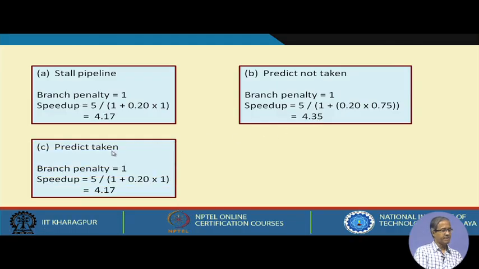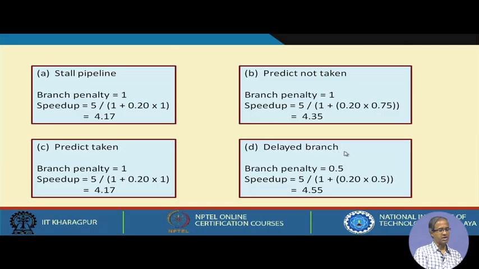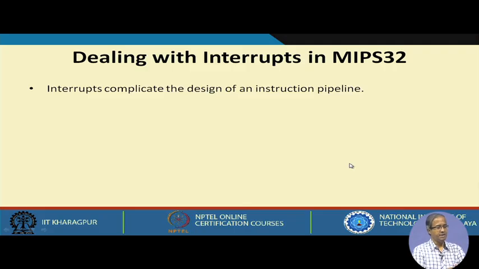But for predict taken, you are incurring the penalty again all the time, because there is no advantage; it is the same as stall pipeline. And for the last strategy, delayed branch, for the branch you are trying to move an instruction into the delay slot. I am assuming that there is a 50% probability that the compiler will be able to fill up the delay slot, so I am multiplying this by 0.5. If you calculate, you will see that you get a higher figure, 4.55.